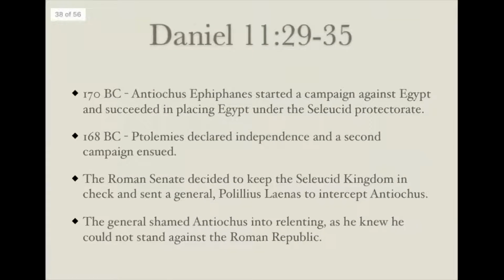Pretty interesting, right? So we get to see some of the things that are going on through this time, and the politics within Judea and among the Jews.